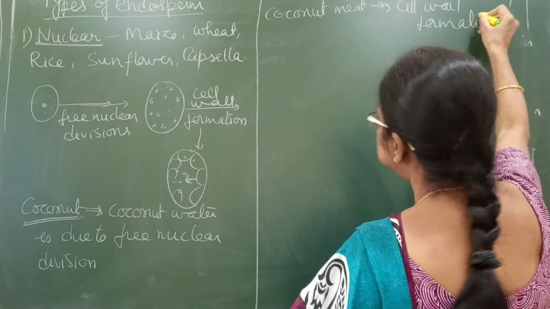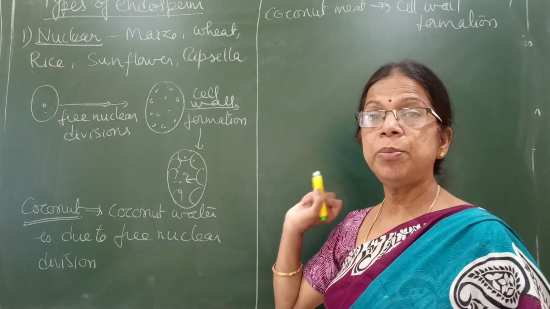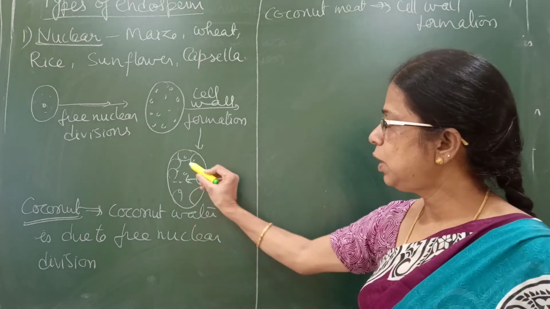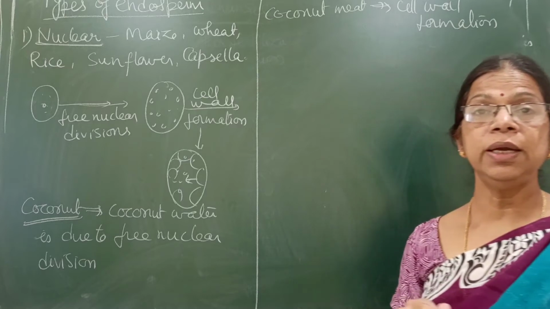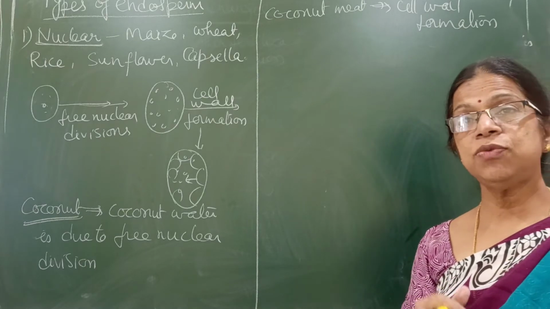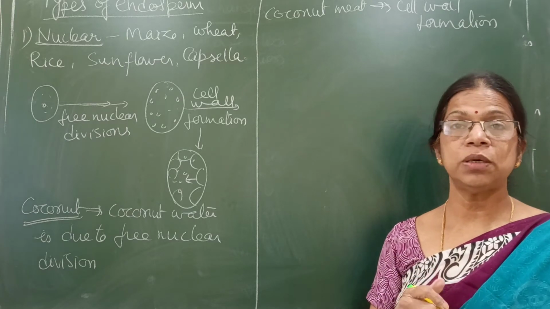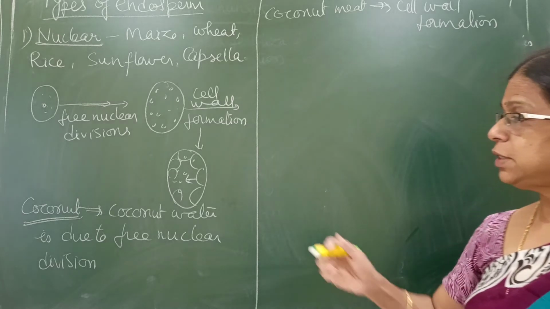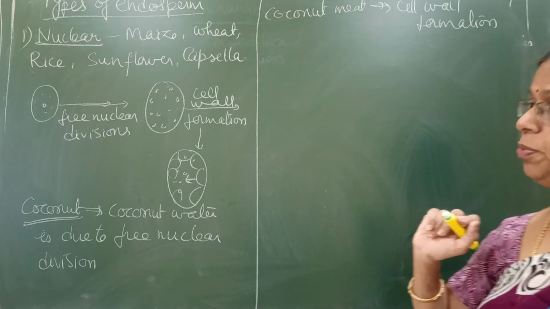That means cell wall formation starts centripetally and it is not complete. When it is not complete, coconut water remains at the center, that is in the form of free nuclear division. Wherever there is a wall formation, we find a solid part is formed, that is coconut meat, also called as a kernel. So this is an example of both nuclear as well as cellular endosperm.